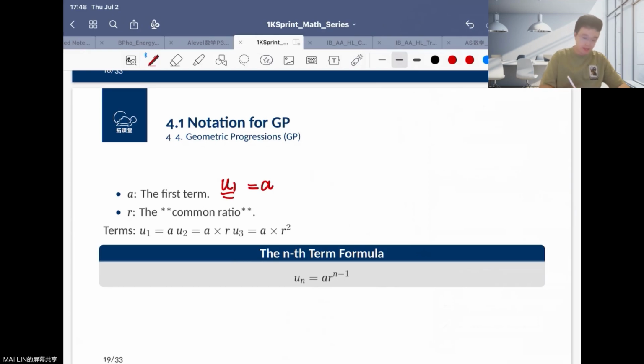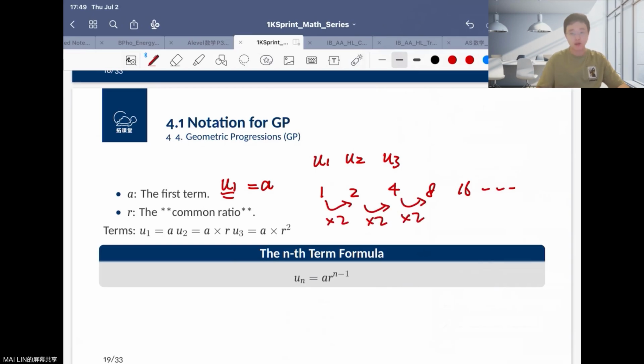So maybe for U1, U2, U3, you can just consider something like 2, 4, 8, 16, and so on. You can find each term is multiplied by 2 to become the next term, right? So you can also set a equals U1, times 2, so here 2 is the ratio. So we can say the ratio equals 2. That is how we can understand it.